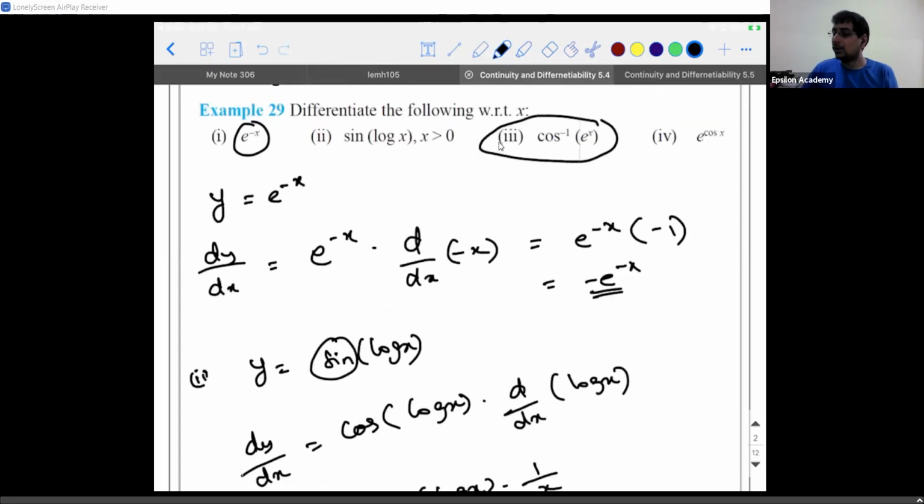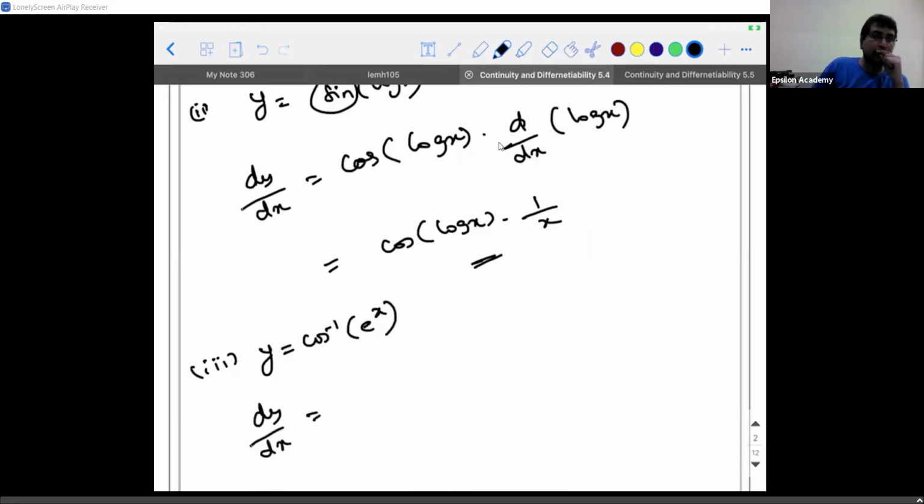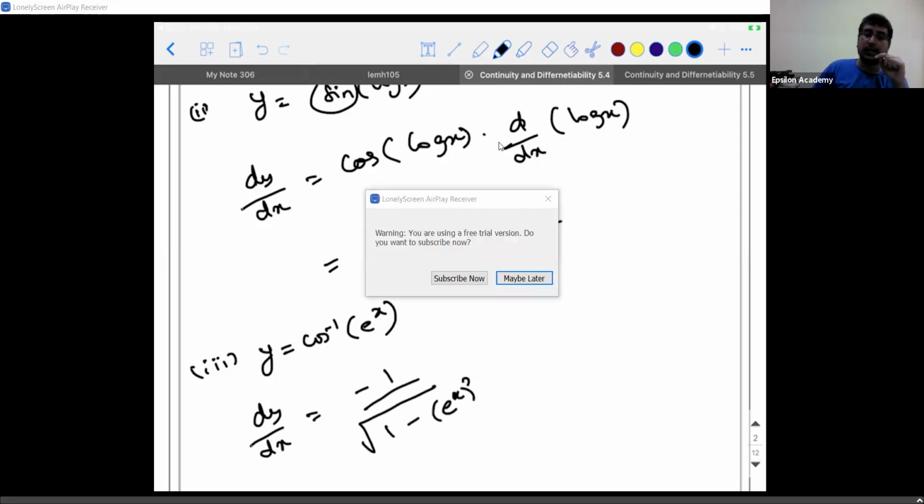Next is cos inverse of e power x. So y is equal to cos inverse of e power x. Then what is dy by dx? The derivative of cos inverse is minus 1 by root of 1 minus x square. So what is x here? It is e power x.